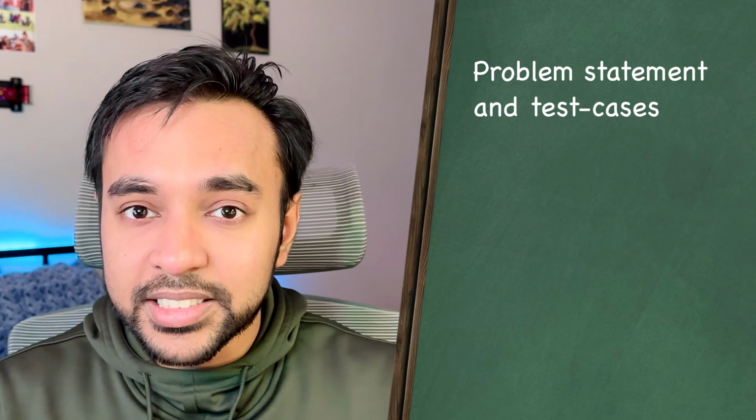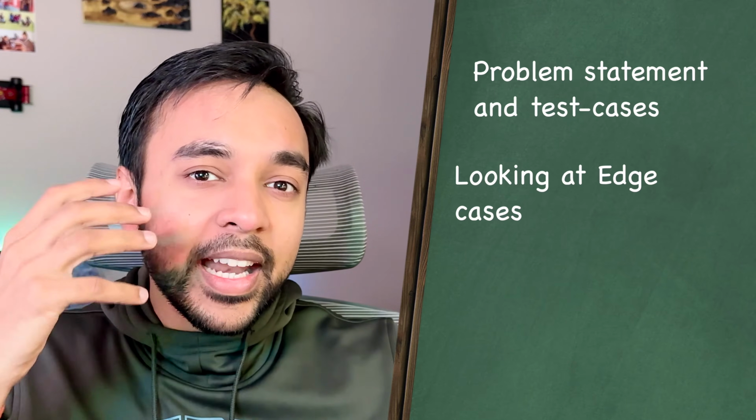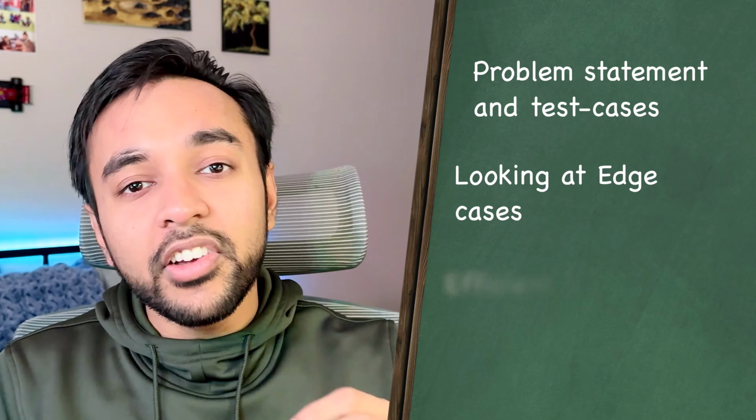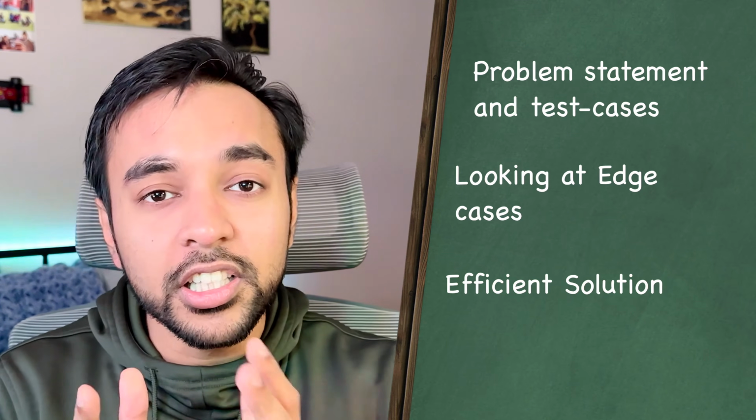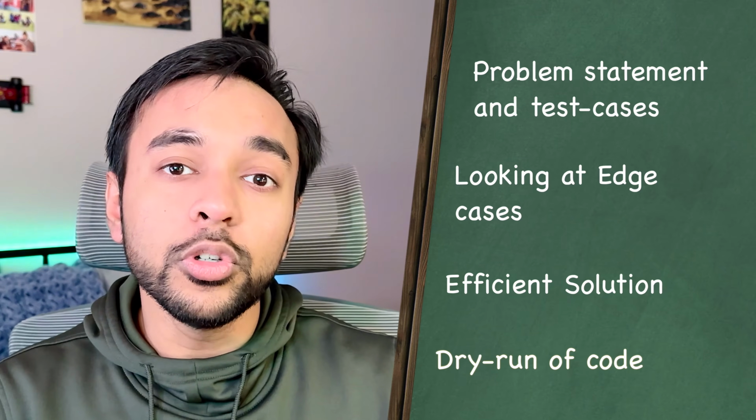First, I will explain you the problem statement and we will look at some sample test cases. Going forward, we are going to discuss some of the edge cases and then we are going to see how you can arrive at an efficient solution and what are the use cases of this problem. And as usual, we will also do a dry run of the code so that you can understand and visualize how all of this actually works in action. Without further ado, let's get started.